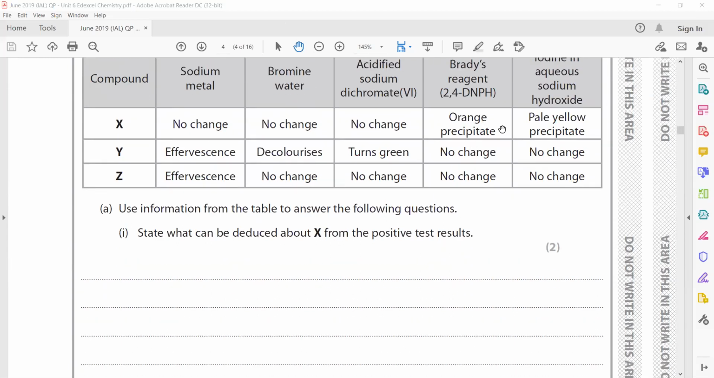We can say that it contains a carbonyl group, and next to the carbonyl group there is an alkyl group. The two positive tests show this idea. Or, adjacent to the carbonyl group there is a methyl group.